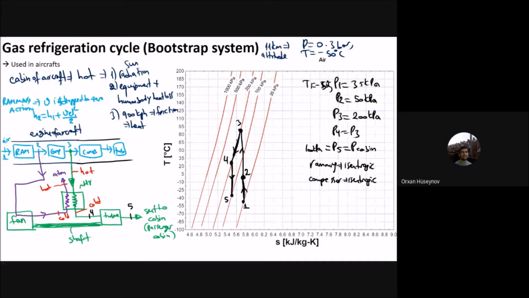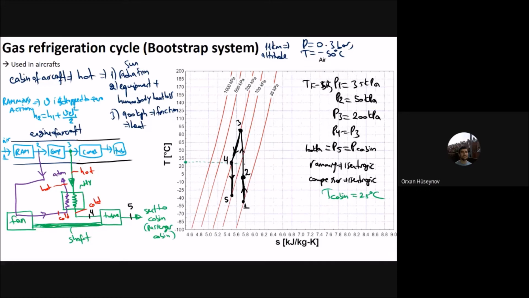And as you can notice, T5 is negative 40 degrees Celsius, so it can cool the cabin. That is the cabin temperature, let me say that T cabin is, for example, 25 degrees Celsius.